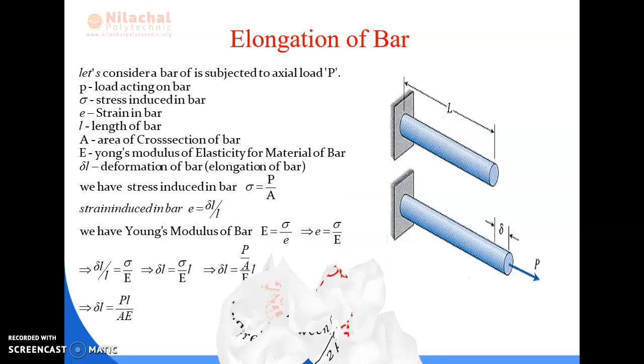In this way we calculate the values of E, G and K. We have to remember the formulas: E is equal to 2G into (1 plus mu) and E is equal to 3K into (1 minus 2 mu).